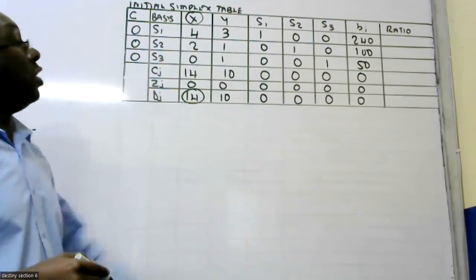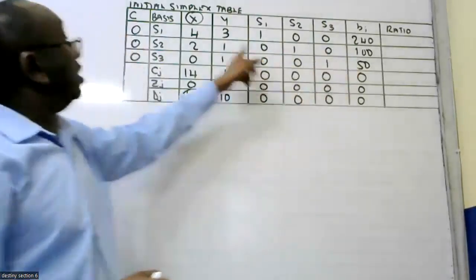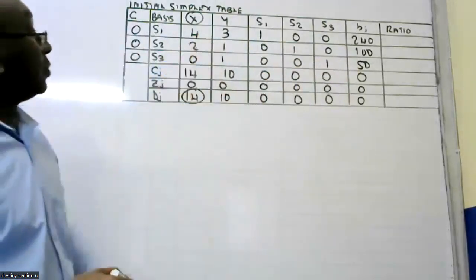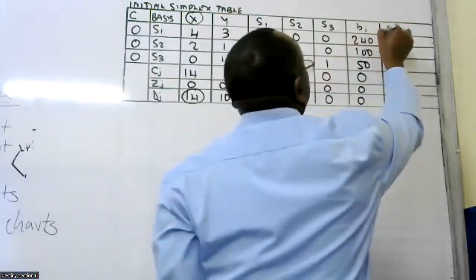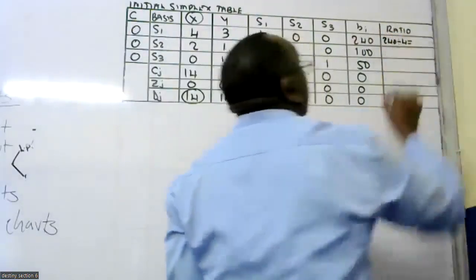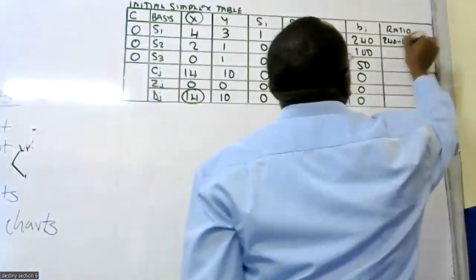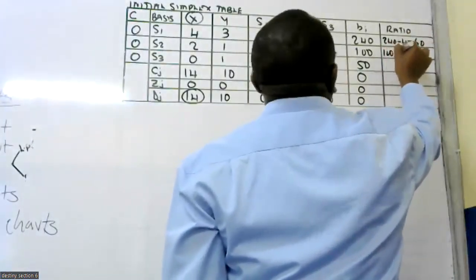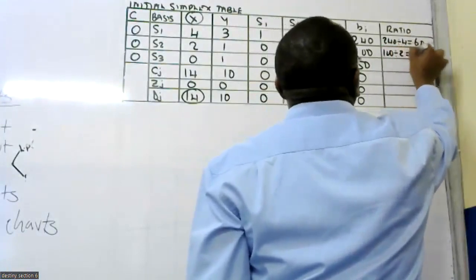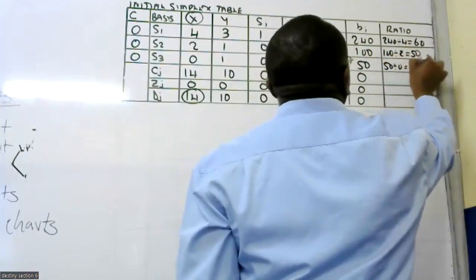Then you go there now for the ratio. You divide these values using the values in the key column. So this will be 240 divided by 4. 240 divided by 4 is what? 60. 100 divided by 2 is 50. And 50 divided by 0 is infinite.